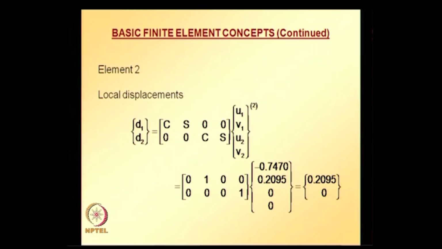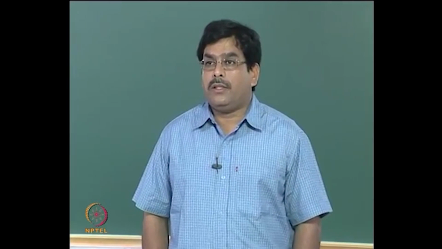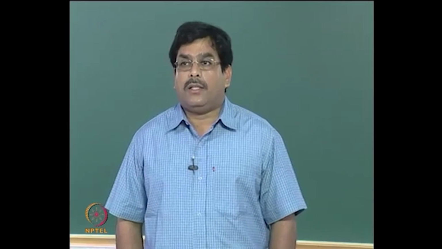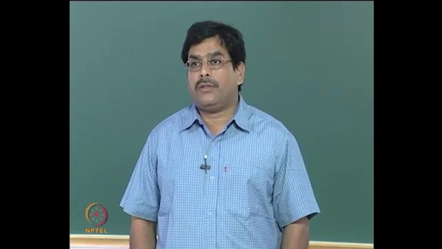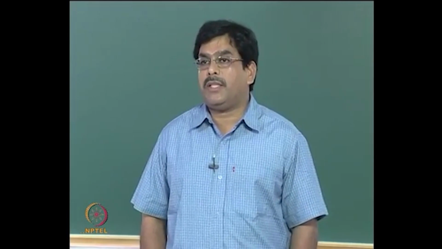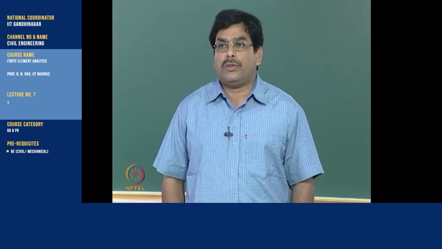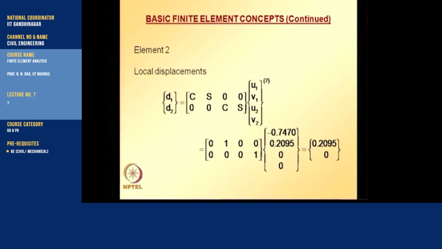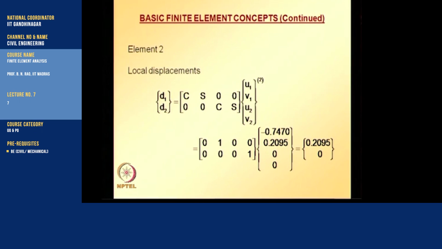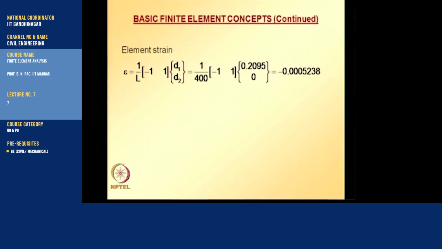local displacements can be obtained using the global displacements u1 v1, which we just calculated, and u2 v2, which for element 2 correspond to u3 v3, which are 0. So, the local displacements can be obtained in this manner. Once we get the local displacements, we can calculate the element strains using this relation.